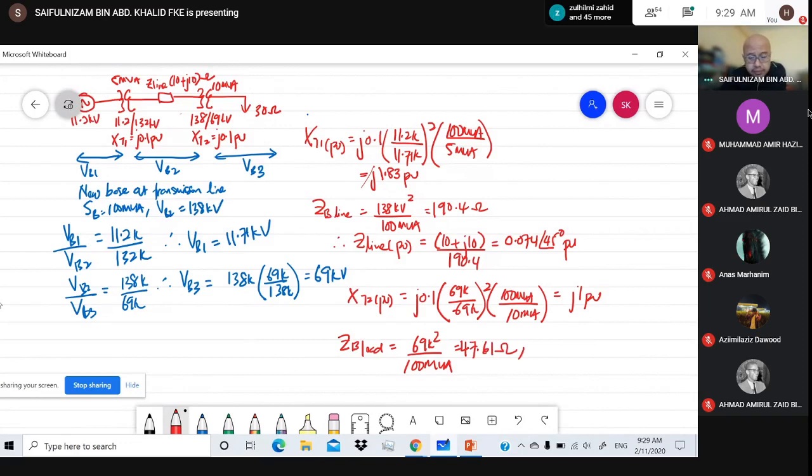Now the load per unit equals the actual value, which is 30. It's real only, right? It's ohm, it's 30, there's no j there. Divided by 47.61. Okay. What do you get? 0.63.